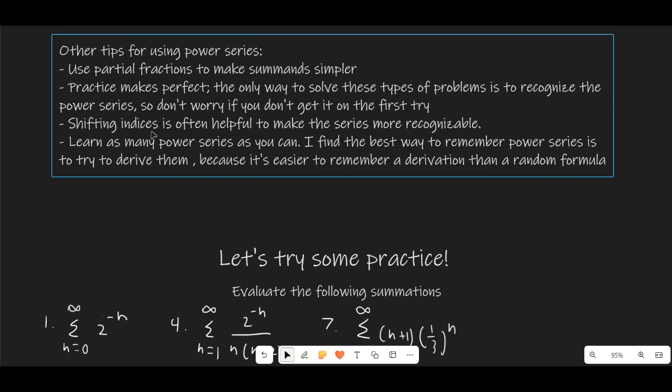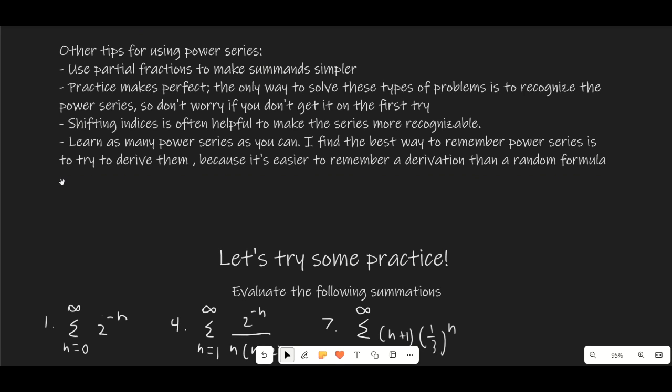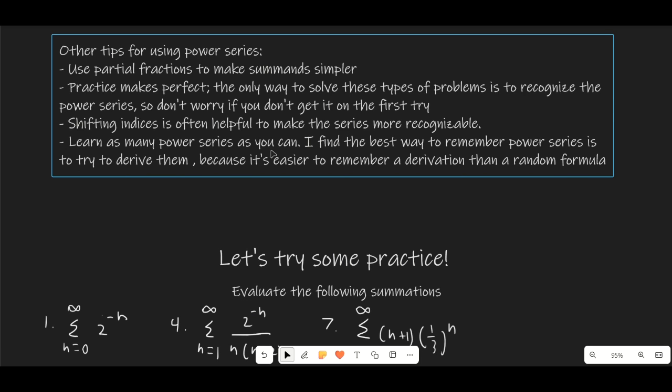Shifting indices is often going to be very helpful to make the series more recognizable. If you see a series that looks shifted over by a certain amount, like maybe it has n plus 5 in the denominator, try shifting it over first, and then see if it looks like anything you're familiar with. And then, of course, learn as many power series as you can, because every problem is going to relate to the power series of some function.